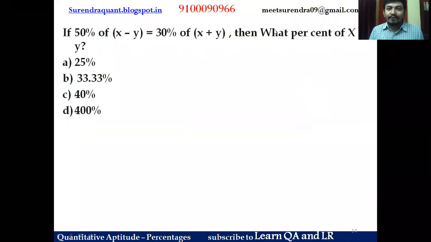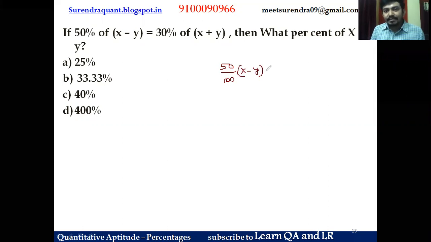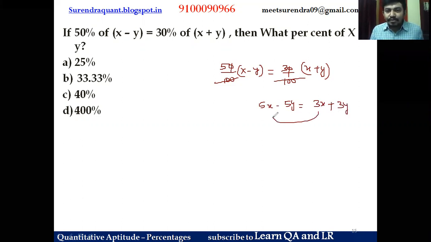Now, we have one more such question, one more ratio based question. 50% of (X minus Y) is the same as 30% of (X plus Y). So 100, 100 cancel, 0, 0 get cancelled. If you open this bracket, 5X minus 5Y equals 3X plus 3Y, friends. Now, if 3X comes to this side, 5X minus 3X is 2X. If 5Y comes to this side, 3Y plus 5Y is 8Y.